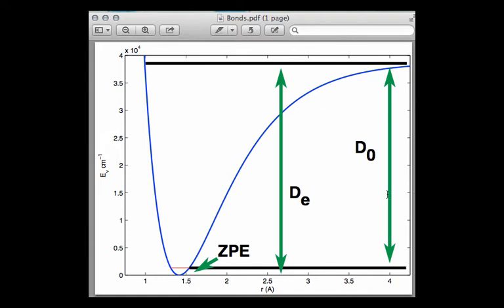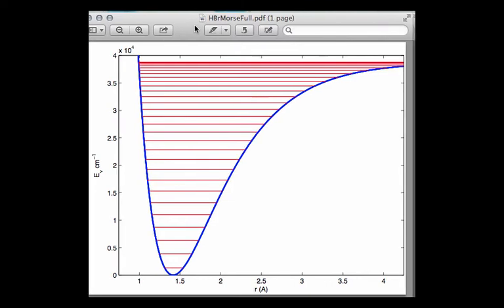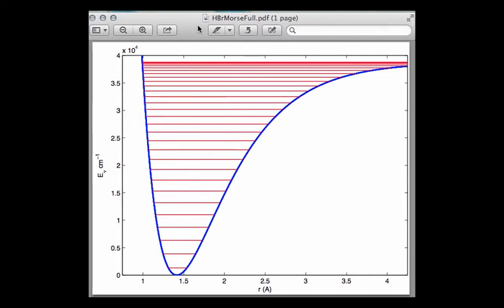So you've got to do them all. Now with the Morse oscillator, the actual energy levels for HBr, they look like this, right? So this is kind of cool. There's the V equals 0 case that we were just looking at.